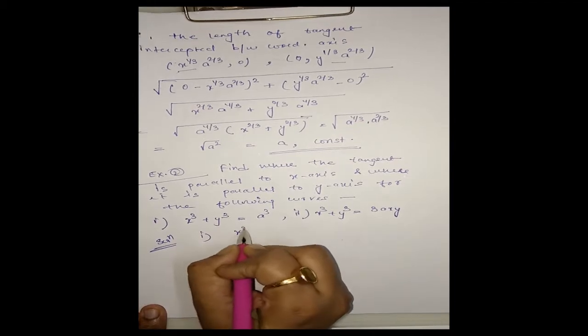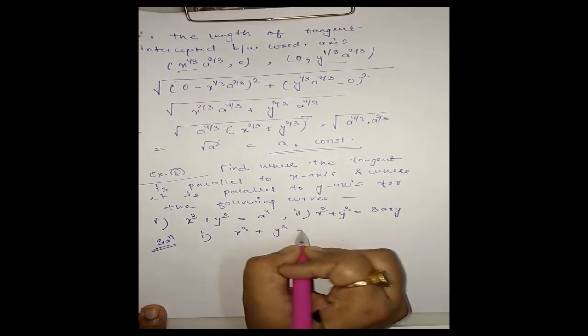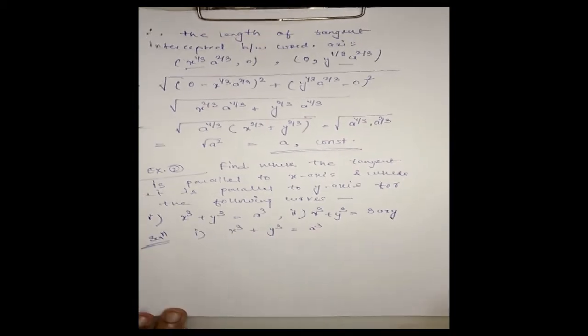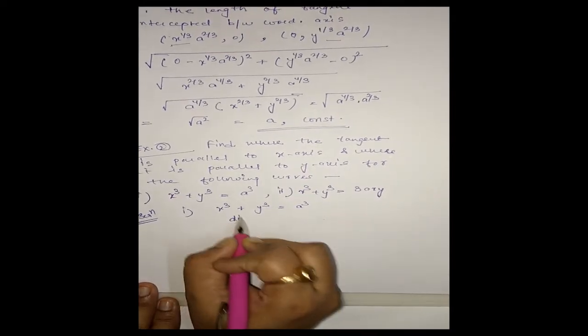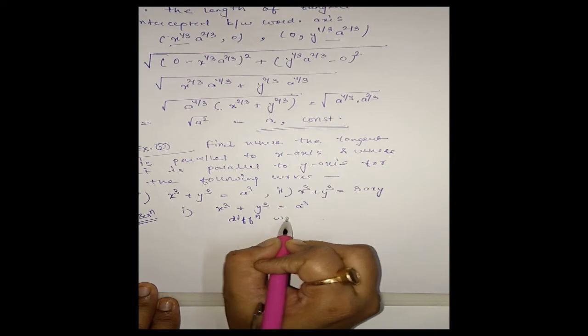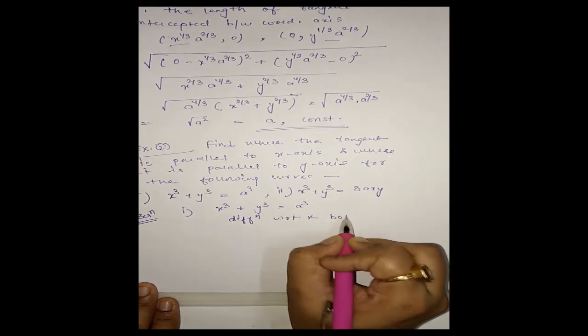Now consider the first curve, x^3 + y^3 = a^3. First we have to find dy by dx, differentiating with respect to x on both sides.